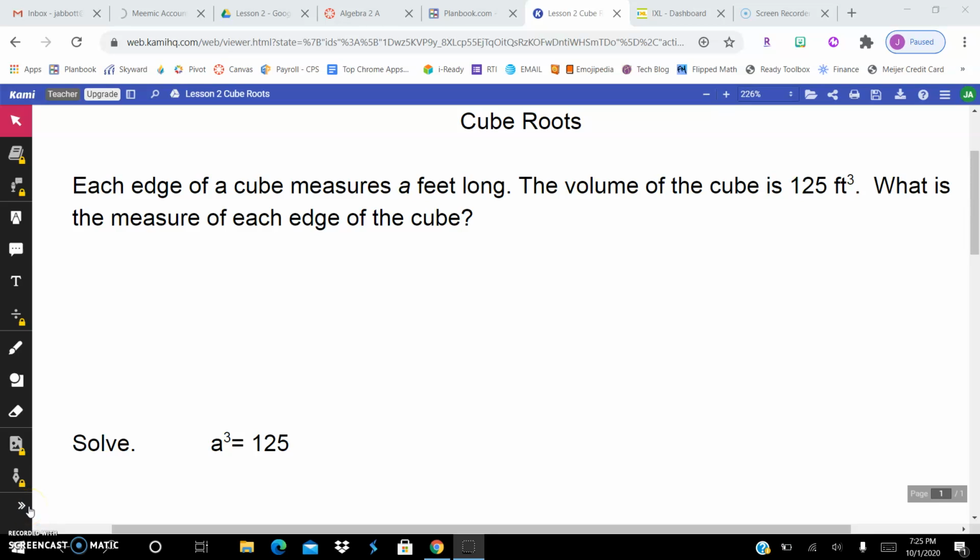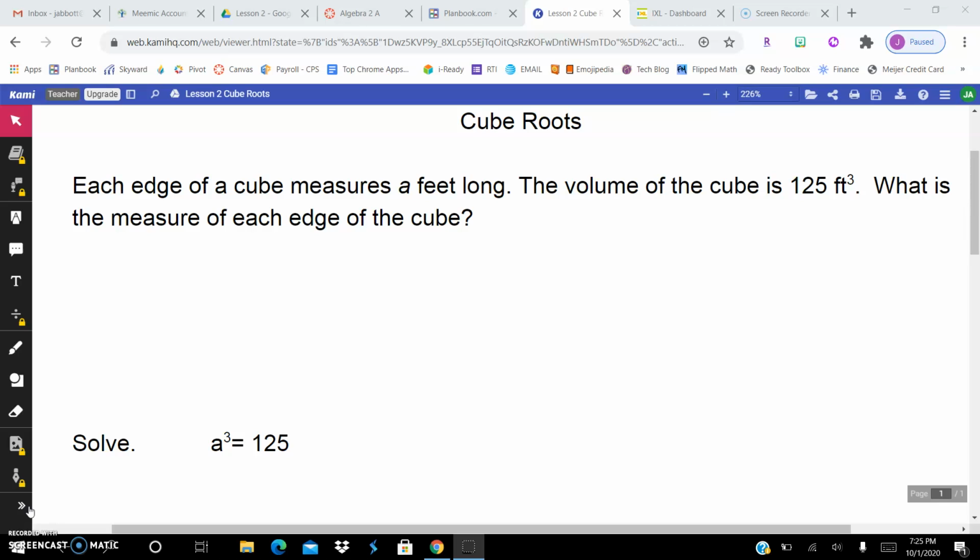For the last couple of days, we have been talking about square roots. So now we are going to move on and talk about cube roots. Our first problem says each edge of a cube measures A feet long. The volume of the cube is 125 feet cubed. What is the measure of each edge of the cube?